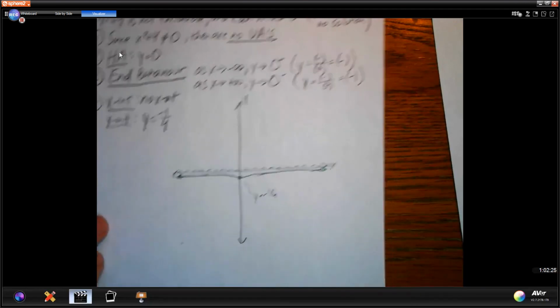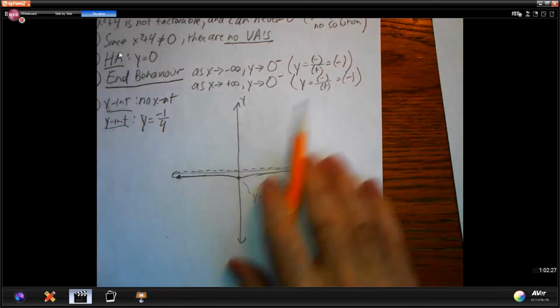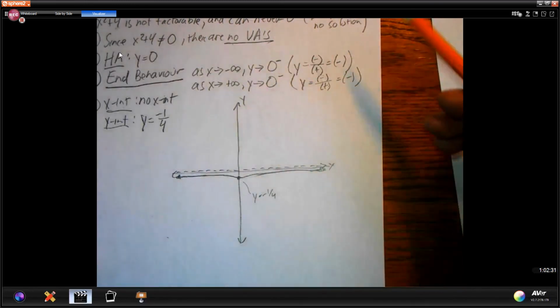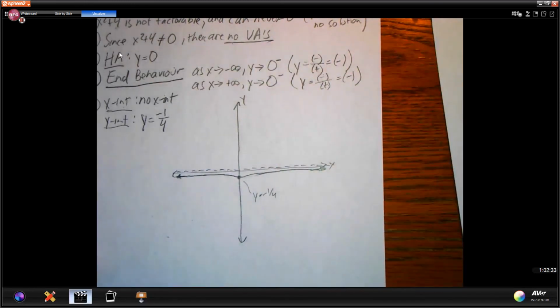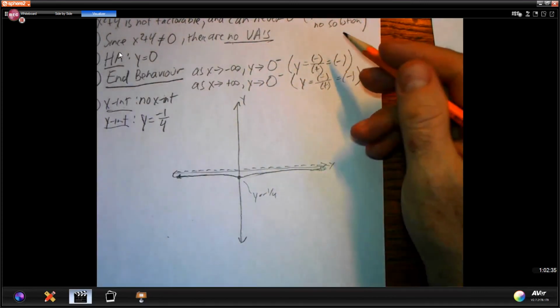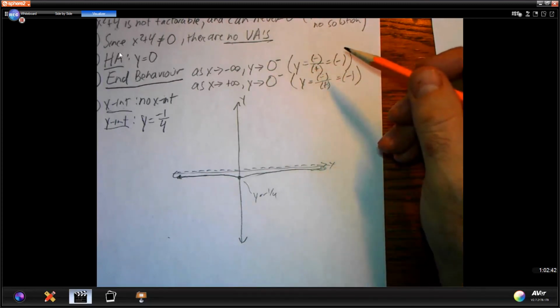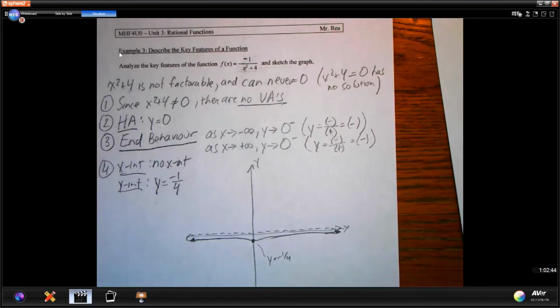Okay, so this is kind of an exception because of the fact that there's no vertical asymptotes, but this is a rational function. So it's kind of important to do some of these non-typical rational functions to see what they look like. So this would be the example when there is no vertical asymptote. Okay, so that's our lesson for today.